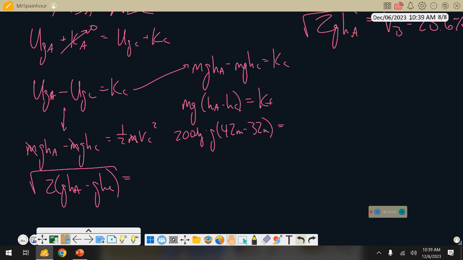32 meters is what the height C is at. I'm also doing, heads up, some extra work up here that I wouldn't have asked you to do, to explain something in just a second.